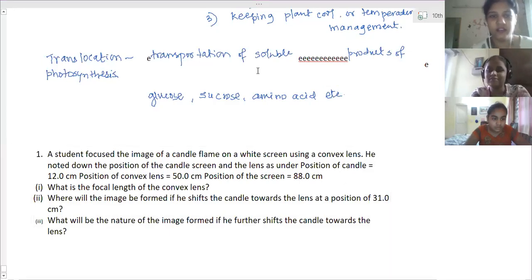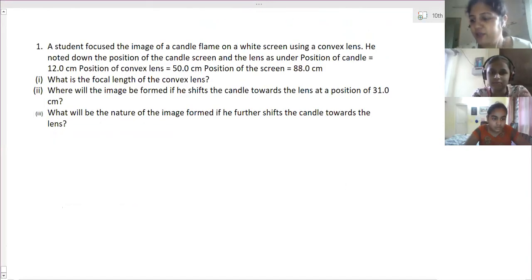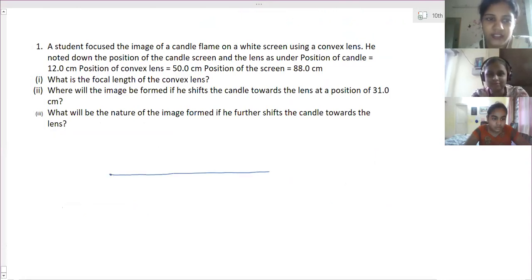F cannot be 19. This question. Okay, let me check this question. So here I told you it's experimental positions. It is a meter scale, start from 0 to 100. So at 12 centimeter, position of candle is 12 centimeter.